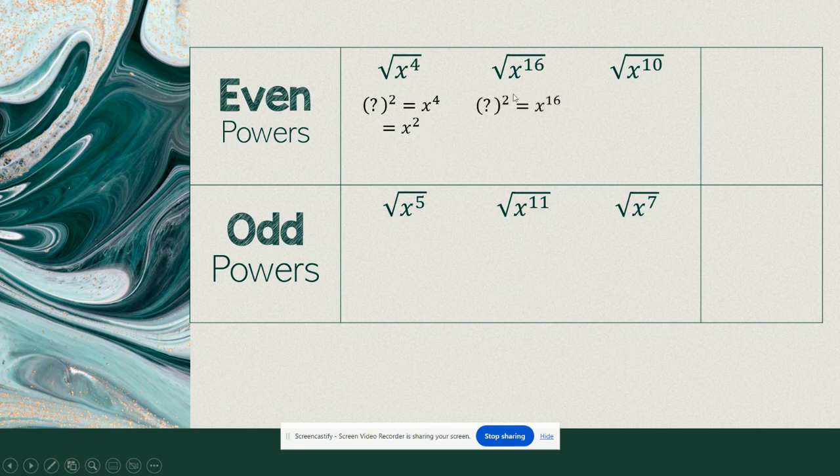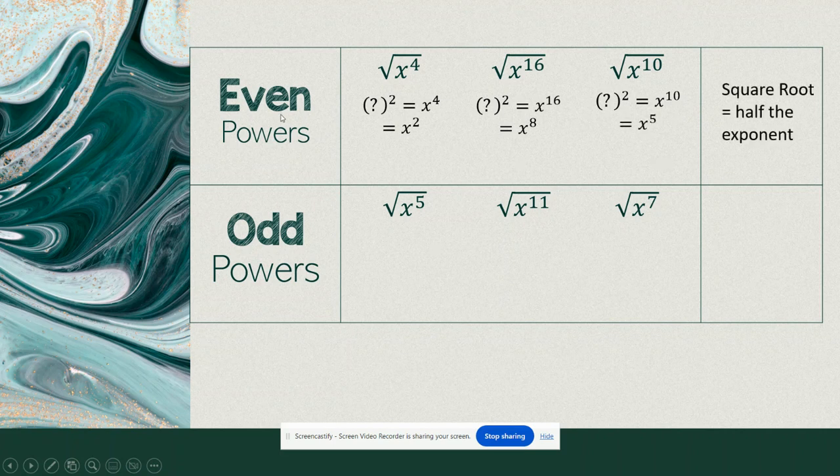Same thing with x to the 16th. I need something multiplied by 2 in order to give me x to the 16th. Well, really what we can do is take 16 divided by 2, and that would give me x to the 8th. Same thing like when we started the square roots and radicals earlier in this year. We want to think of what times itself will give me my final result of x to the 16th. So for the third one, I have x to the 10th. What times itself will give me x to the 10th? In this case, I would need something times 2 to give me 10, and that would be 5.